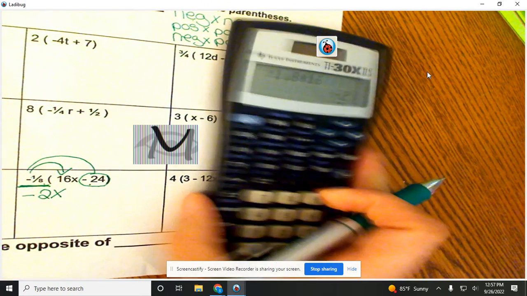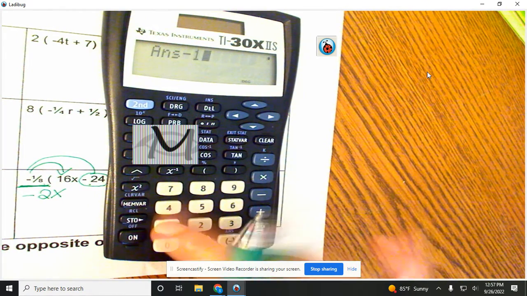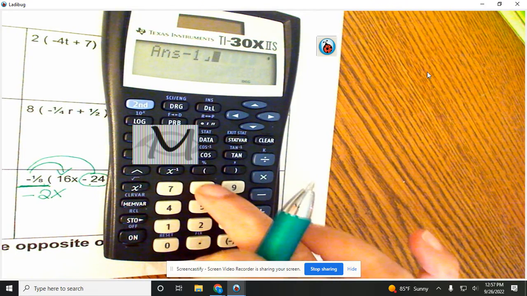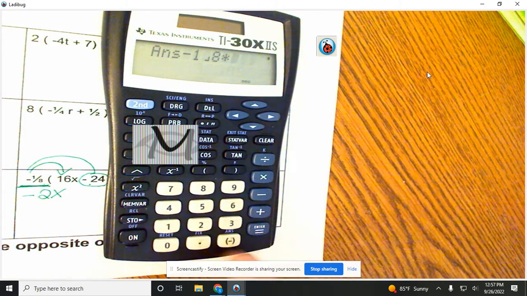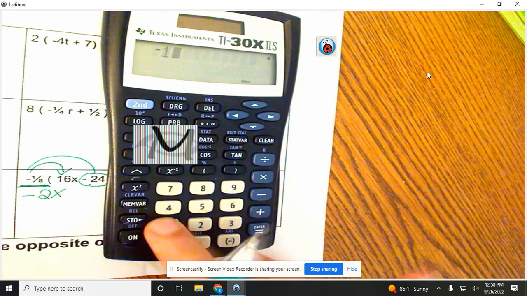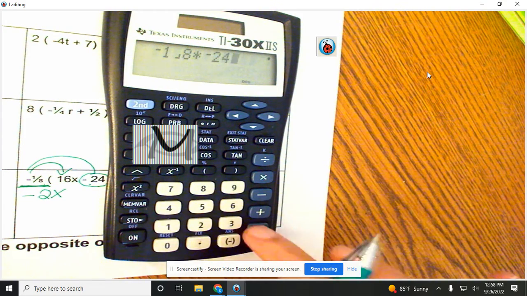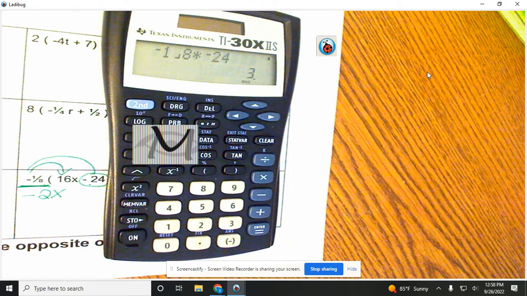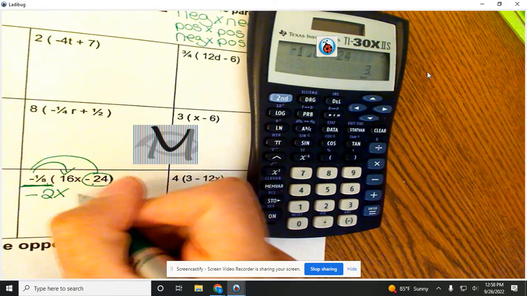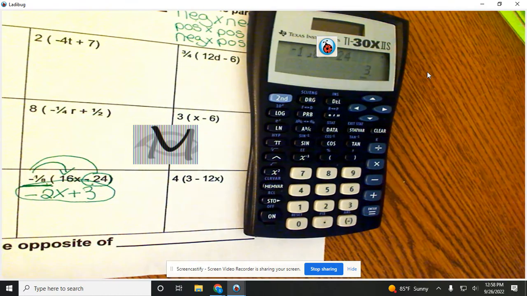And then we're going to worry about our negative 24. So once again, over here, we're going to do our negative 1 fraction button 8 times our negative 24, and that right there is going to give us, well, that's not the right answer, so negative 1/8 times negative 24, and there we go, that gives us our positive 3. So we're going to put plus 3 here, and we are going to circle it.